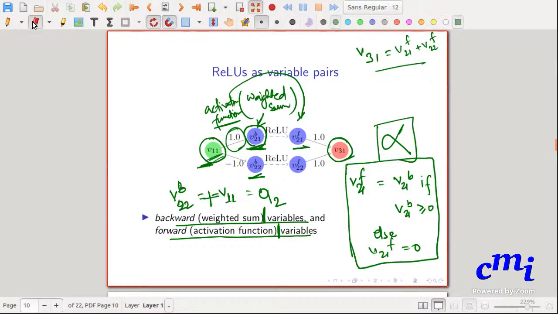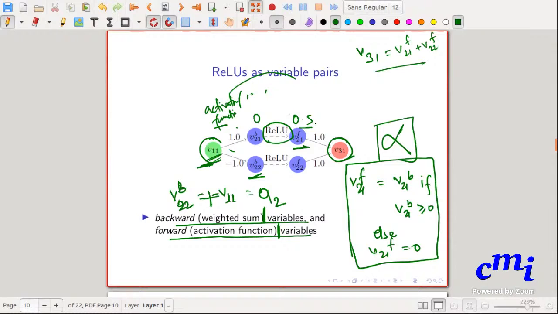Let me erase some of it here. So this part, the first part, is violated. There is no way it is possible for this to be 0 and this to be 0.5, because the only thing that connects these two is the ReLU activation function, which says that if it's 0, the only thing that you get here is 0. The else part is violated.